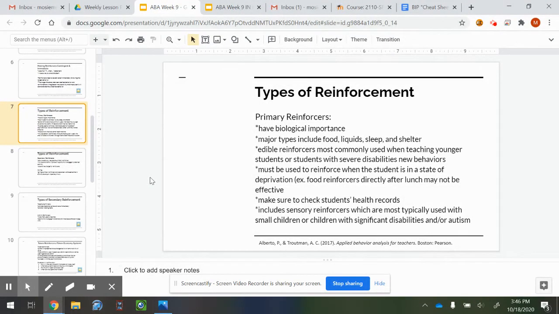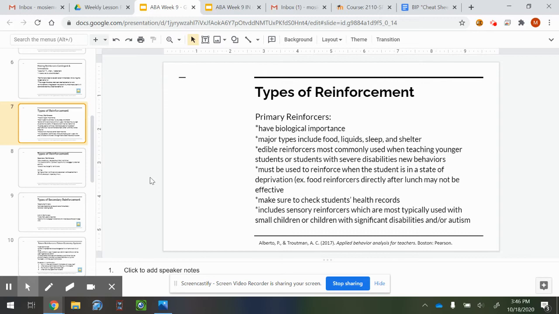When we talk about types of reinforcement, there are 2 main types. The first are primary reinforcers. These are reinforcers that have a biological importance. They include things like food, liquid, sleep, shelter. Edible reinforcers are most commonly used when teaching younger students and when teaching new behaviors. They're also used with students with more severe disabilities.